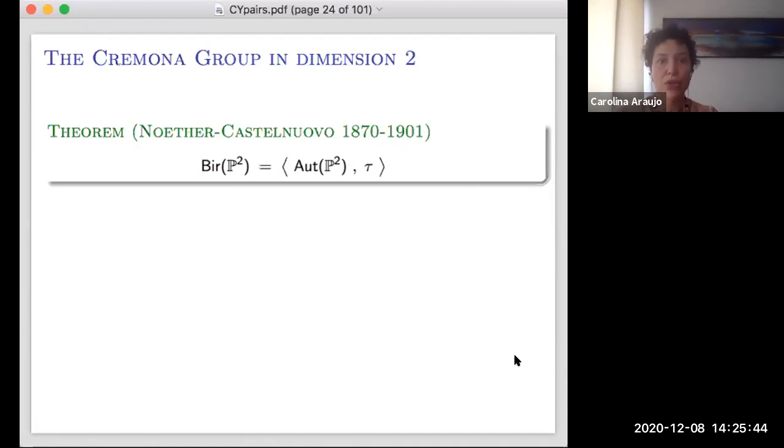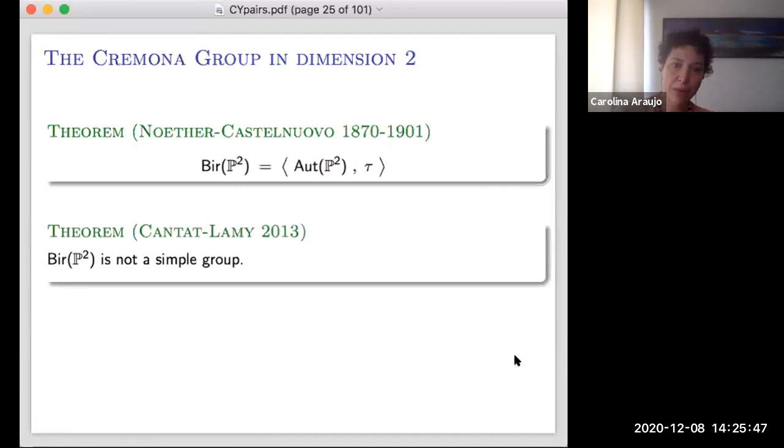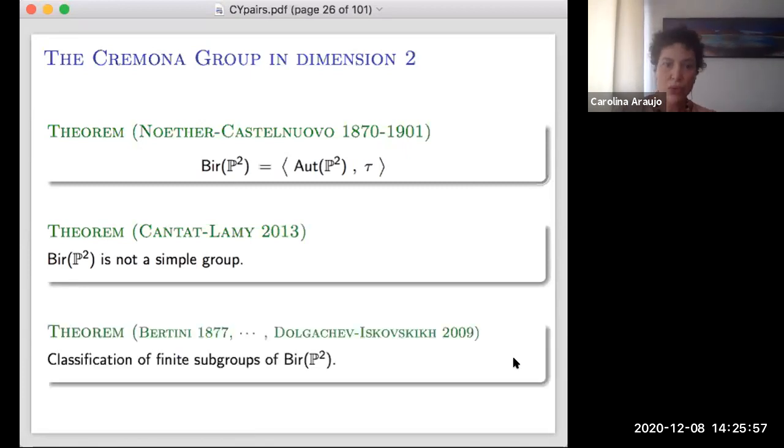So for instance, let me just mention this theorem by Cantat and Lamy from 2013, where they prove that the Cremona group of the plane is not a simple group. And another important question that was only recently answered was a complete classification of finite subgroups of the Cremona group of the plane. So this classification started with works of Bertini in the 19th century, and it was only finished recently by works of Dolgachev and Iskovskikh. And there are a lot of people that worked on the problem in between.